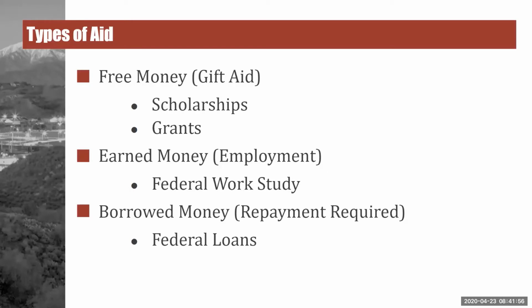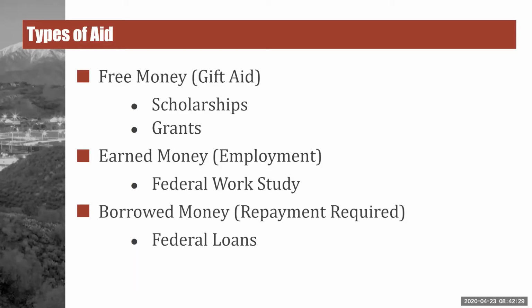Financial aid can be organized into three types: free money, earned money, and borrowed money. Free money would include financial aid that requires no repayment. Think of it as a gifted financial resource. This includes scholarships and grants. Earned money is financial aid which a student would earn through employment. Students would apply for a job and if hired will work and receive their financial aid in the form of a paycheck. Finally, there is borrowed money.